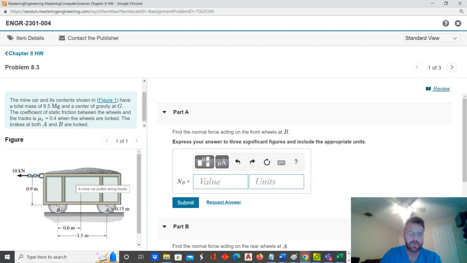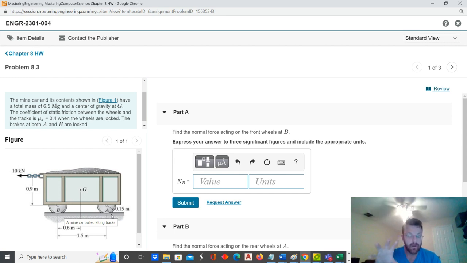That will be important in the solution, along with the radius of each wheel and the separation of the wheels from the center of gravity and one another. And given the coefficient of static friction of the wheels with the track when both brakes are locked, what we're asked to do is to determine the normal forces at each wheel and also determine whether or not the car is in motion.